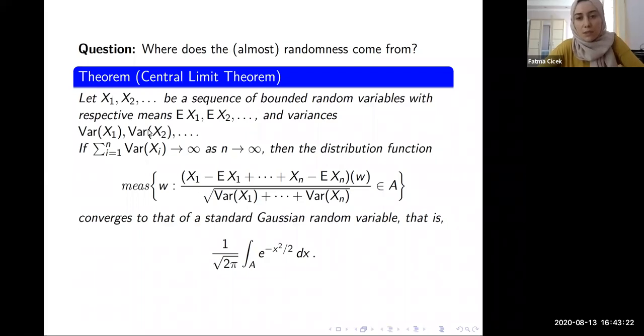If you have that, then for the following distribution function, you subtract the expected value from each random variable, and then you divide by the square root of the sum of the variances. The distribution function of this random variable converges to the distribution function of a standard Gaussian that looks like this. So this is the usual central limit theorem. So how do we have a central limit theorem for the zeta function again?